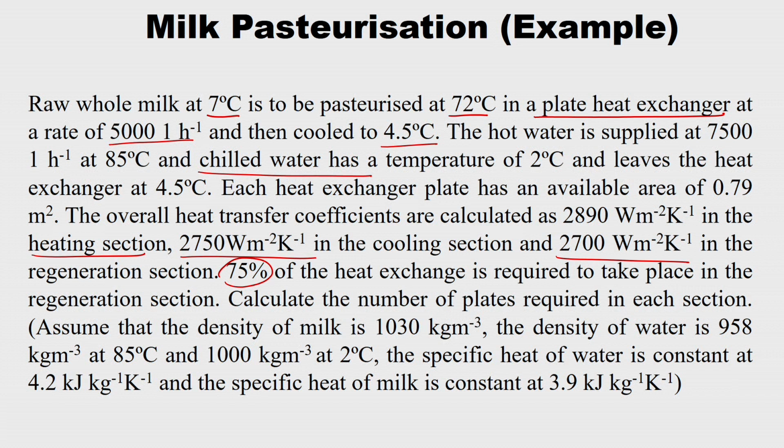Calculate the number of plates required in each section. Properties are given, which is nothing but the density of the milk, and the density of the water, which is at hot water because 85 degree centigrade, and 1000 kg per meter cube at 2 degree, which is nothing but chilled water. Though the temperature difference is there in the heat exchanger, these properties are assumed to be constant throughout the range of temperature. The specific heat of water is given, that is 4.2 kilojoules per kg Kelvin, and the specific heat of the milk is also given. So, our aim is to find out how many plates in each section.